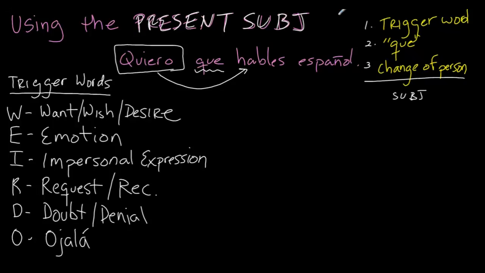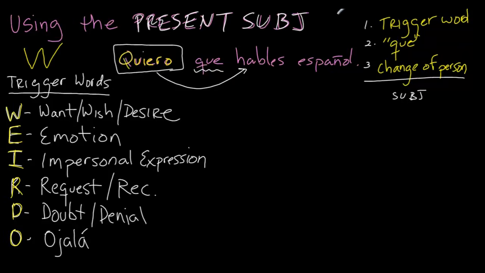So what we're going to do now is take each one of these individually and look at some of the words that we can use to replace quiero. Quiero is a trigger word, and it would fall under W. So we can replace that trigger word with a different trigger word. When we're considering trigger words under the W category, the want, wish, or desire, we want to think about what are some verbs that we could put in there.